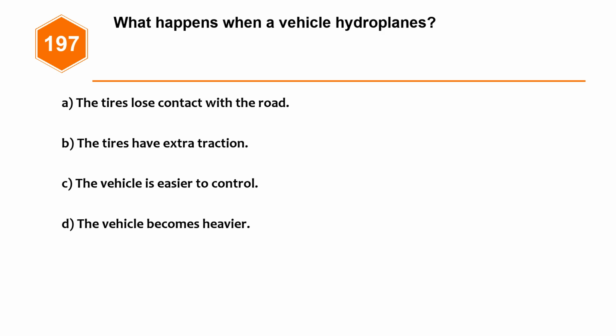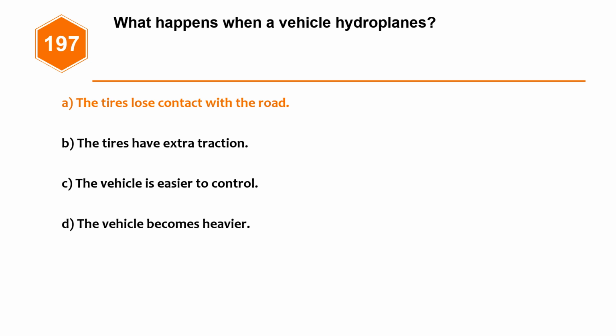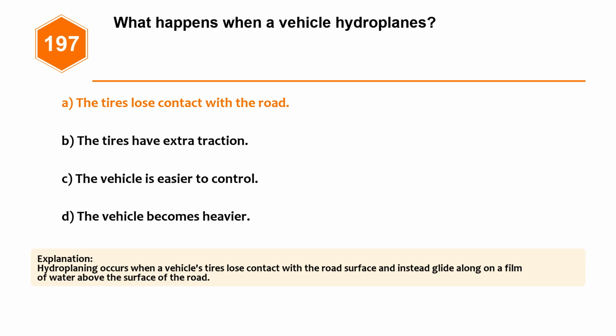Question 197. What happens when a vehicle hydroplanes? Option A. The tires lose contact with the road. Option B. The tires have extra traction. Option C. The vehicle is easier to control. Option D. The vehicle becomes heavier. The correct answer is option A. The tires lose contact with the road. Explanation. Hydroplaning occurs when a vehicle's tires lose contact with the road's surface and instead glide along on a film of water above the surface of the road.